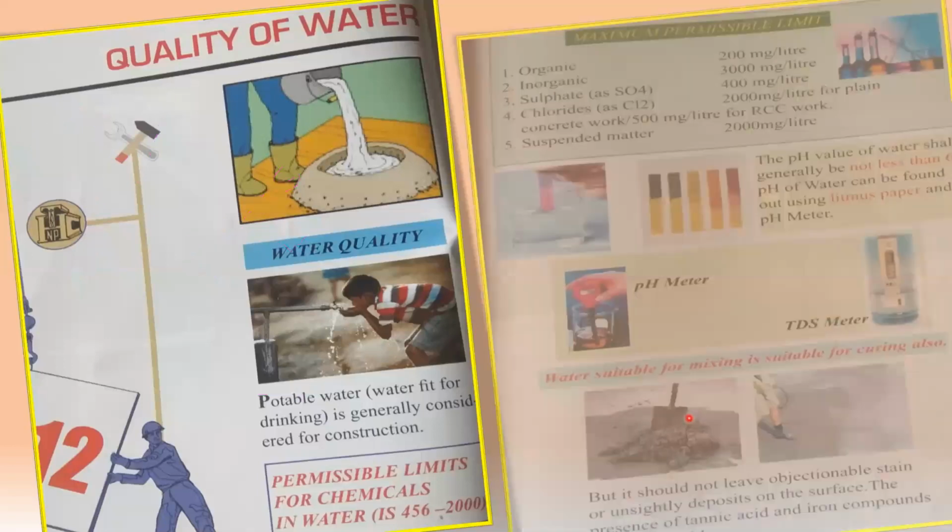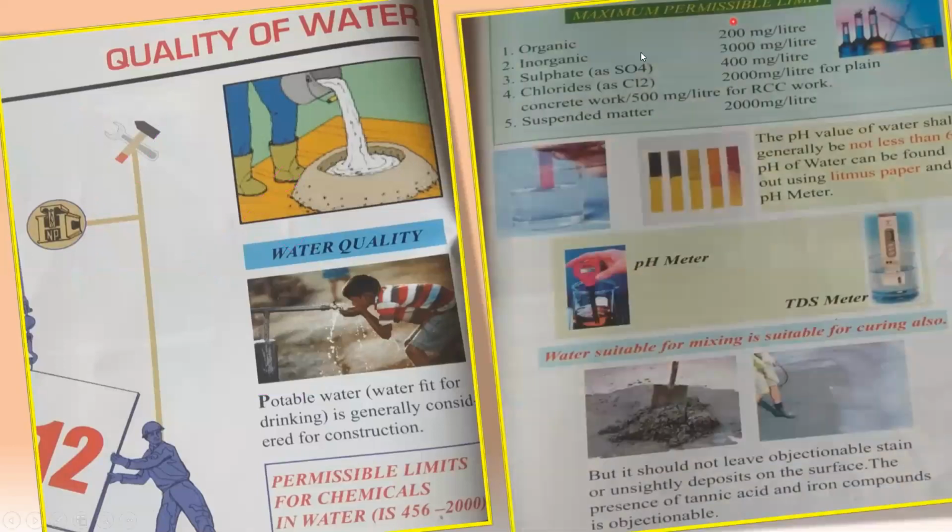Now there are certain contents that you need to limit in the water so that the water is of good quality. If there are organic contents present in your water, they should be within 200 milligram per liter. If there are inorganic contents, they have to be within 3000 milligram per liter. Sulfate content, as far as possible, you have to keep to a maximum of 400 milligram per liter. If there is sulfate in the water, it will react with the cement, and sulfate attack is going to happen.